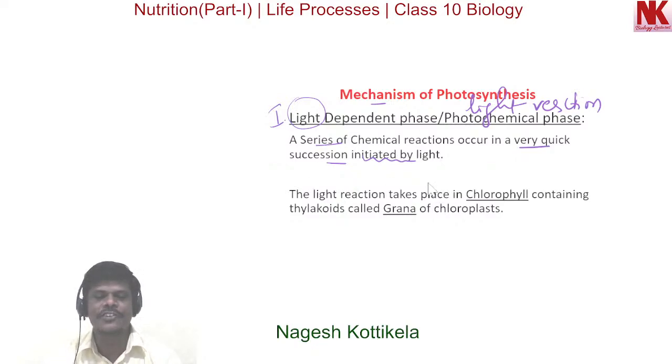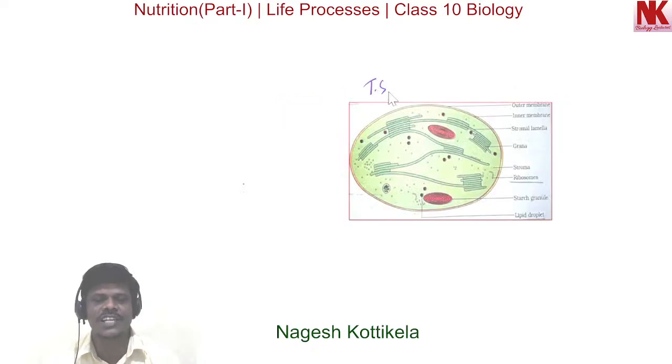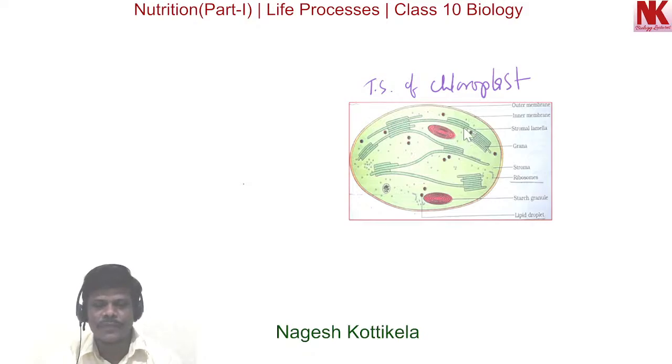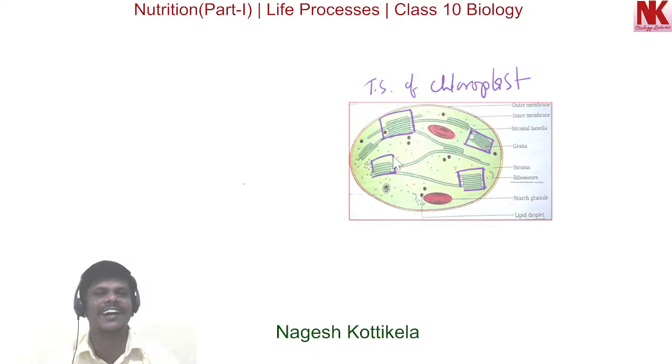Now the light reaction takes place in chlorophyll containing thylakoids called grana of chloroplast. If you see this picture, you will understand better. This is a transverse section of chloroplast. Inside you will find these thylakoid membranes. They are arranged in the form of stacks, and these stacks of thylakoid membranes are called grana. So here this is grana.